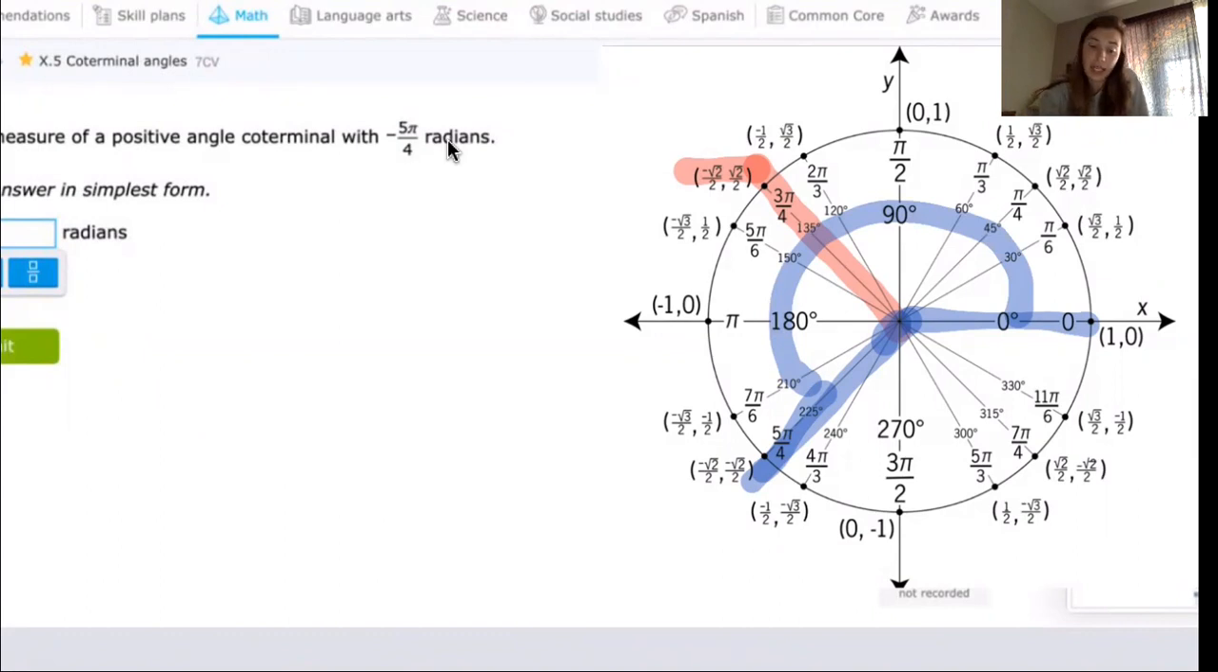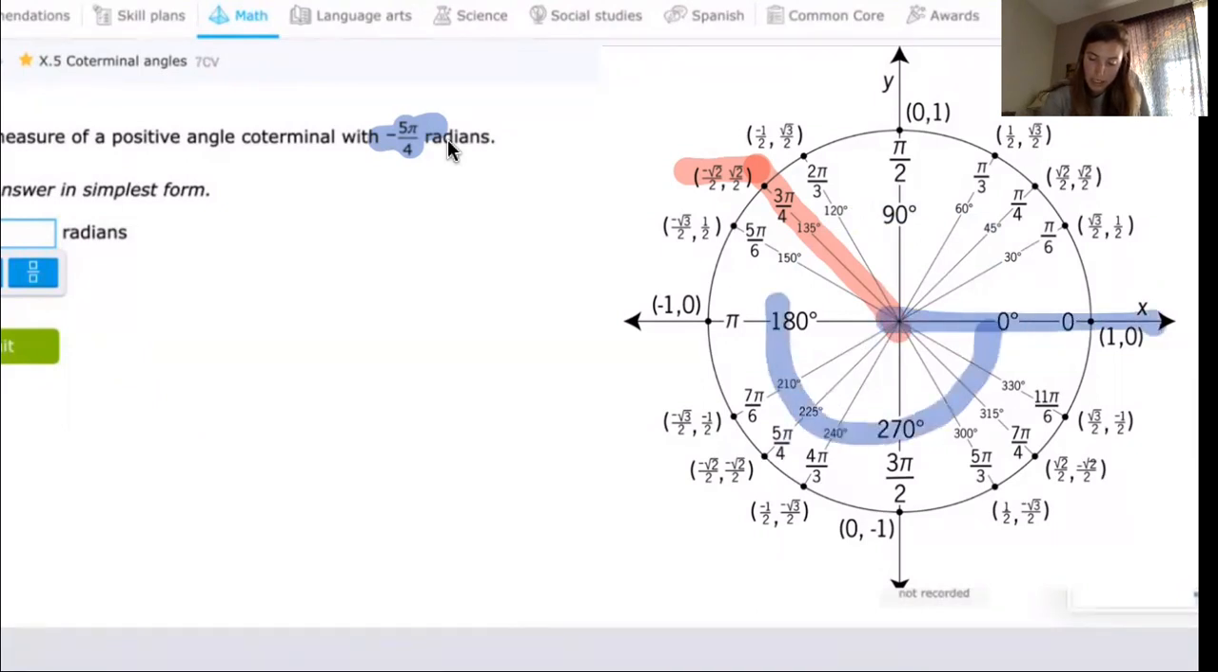But now it says to go negative 5 pi over 4 radians. So that means I need to go the same distance, but in the negative direction. So I start here and I need to go this way, 5 pi over 4. And that's where this red line is. So that's the same distance as 5 pi over 4, but I'm just going the opposite direction now. I went past the halfway mark, and it actually ends up being the 3 pi over 4 angle. So the negative 5 pi over 4 is expressed in blue there.